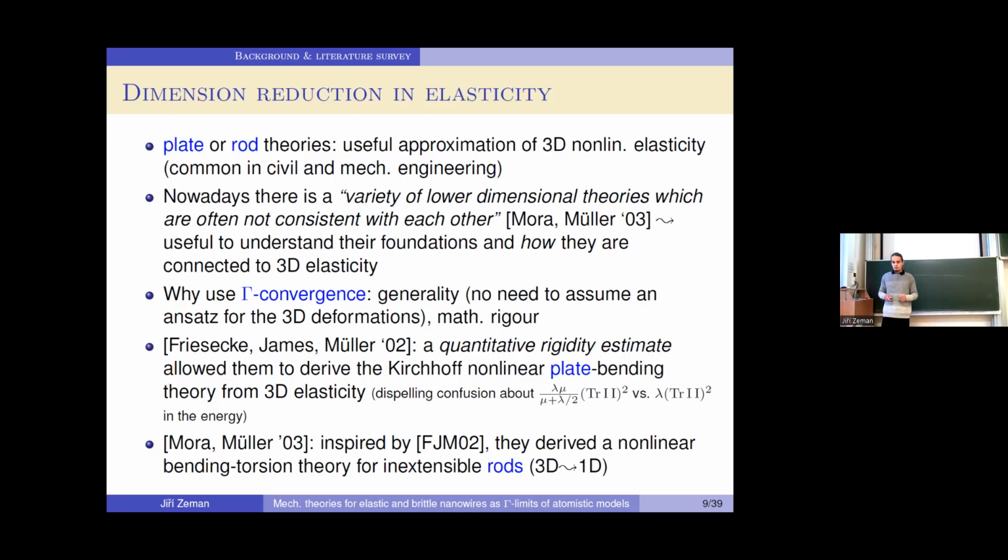A big success was the paper of Friesecke, James, and Müller, where they derived a quantitative rigidity estimate by which they rigorously derived the Kirchhoff nonlinear plate bending theory using gamma convergence. By this they also clarified what coefficient should be present in the stored energy functional, and that the lateral contraction of the plate shouldn't be neglected, but you only obtain this when you do it rigorously.